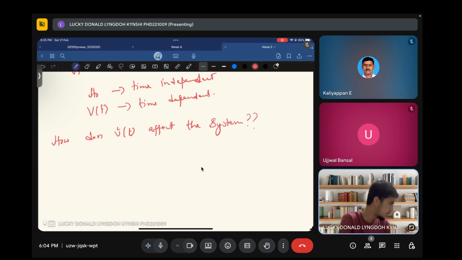Okay, so that is the question. How does V(t) affect the system? What is the difference?